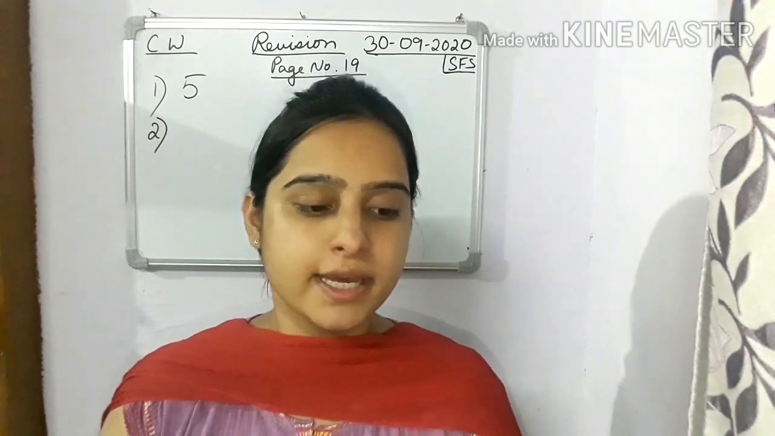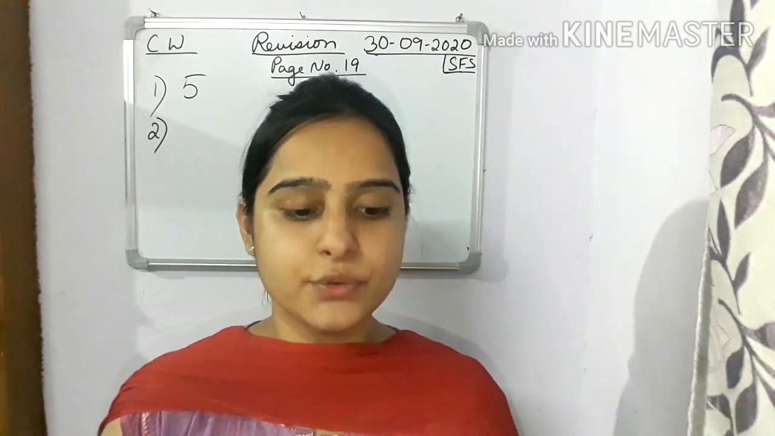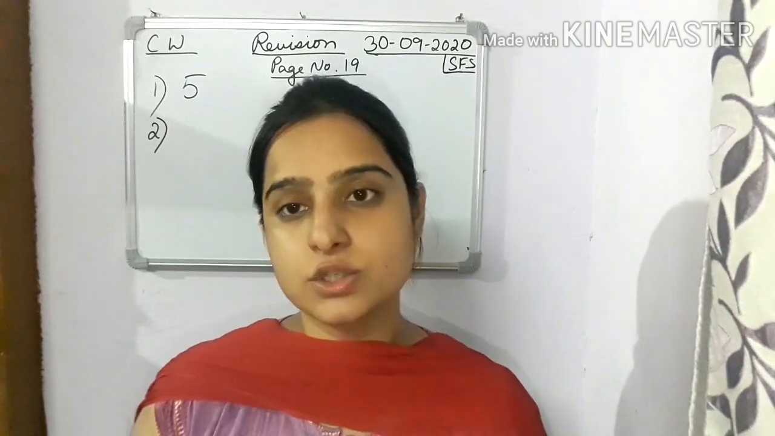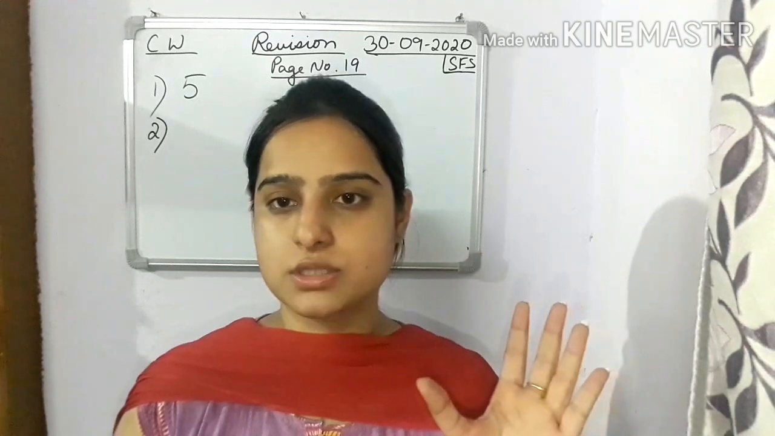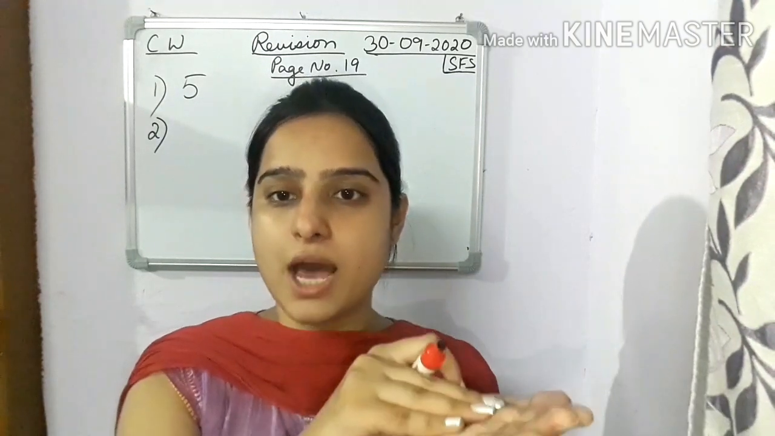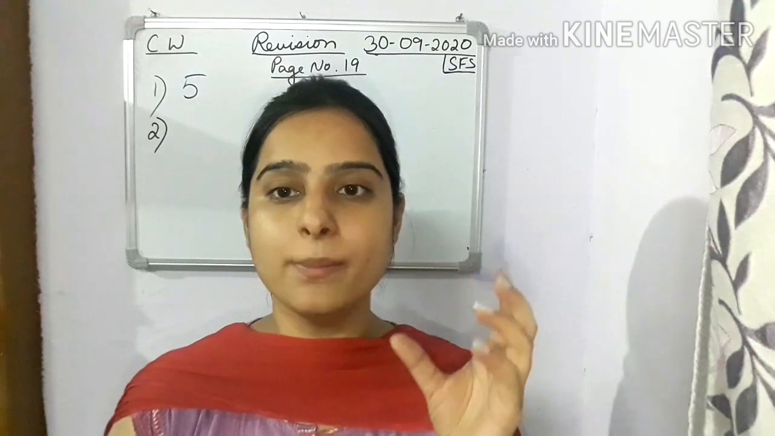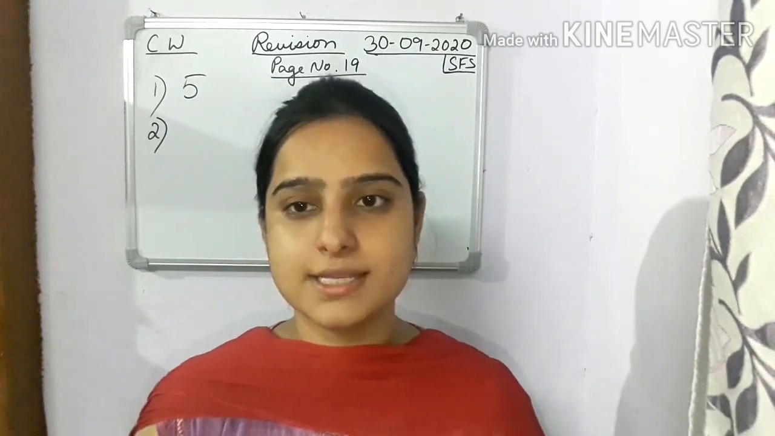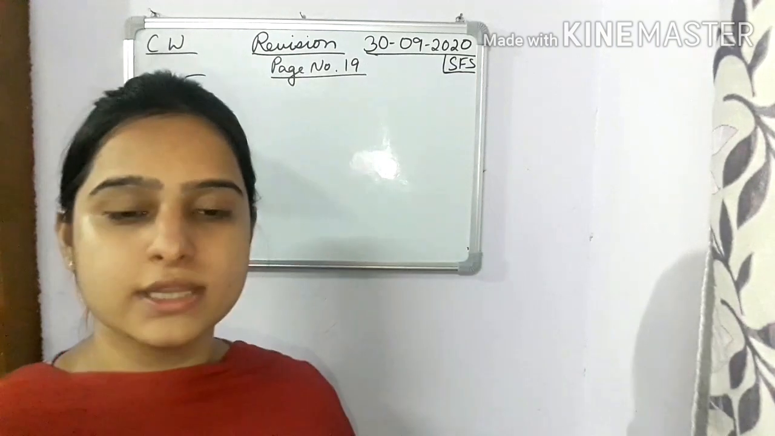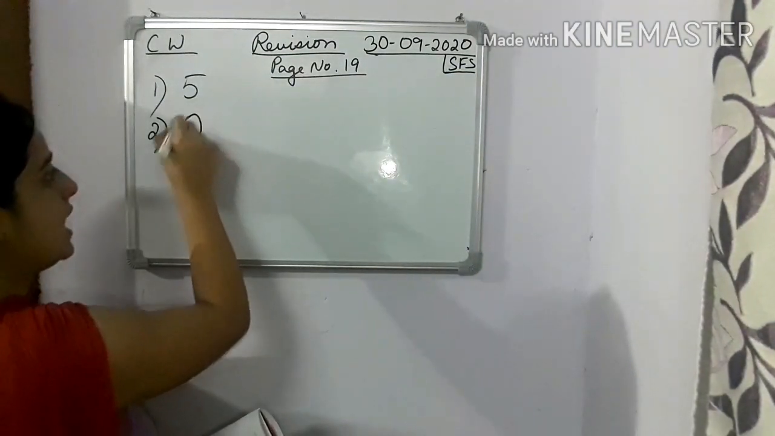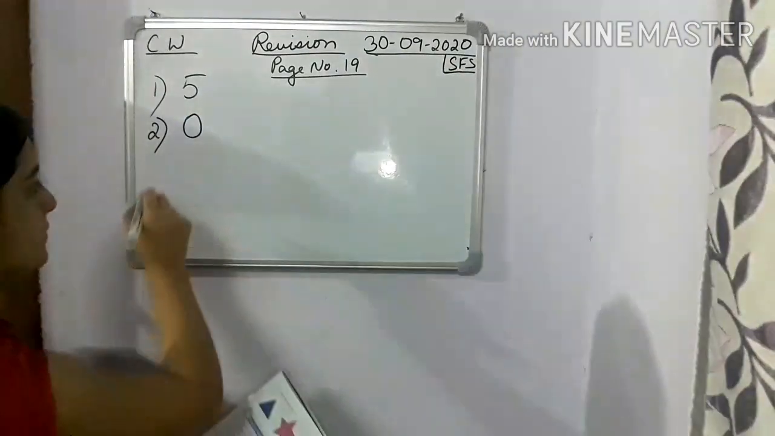Number 2, if there are no balloons in Ram's hand, how will you express it with a number? So children, if there are no balloons in Ram's hand, how will you express it with a number? No means 0 balloons, isn't it? So how can you express with number? We can write 0. The answer is 0.